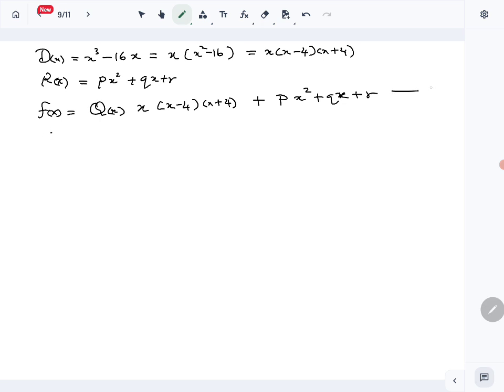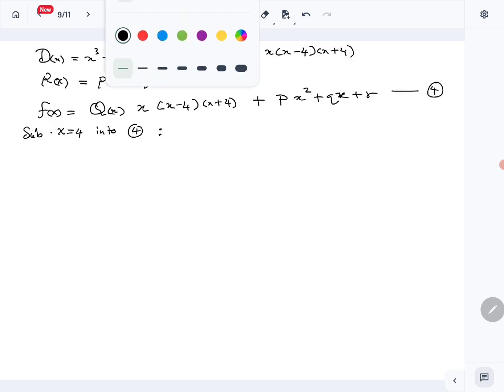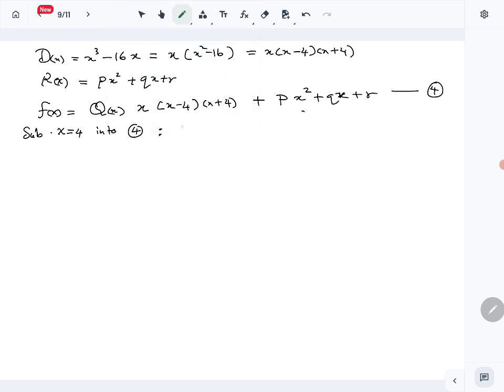So let's take this as equation 4. Sub x equals 4 into it. What do you get? This becomes 0. F of 4 is given to be a. So what do we get? Let's write that equation. We substituted 4. So 16p plus 4q plus r is equal to a. Equation 5.